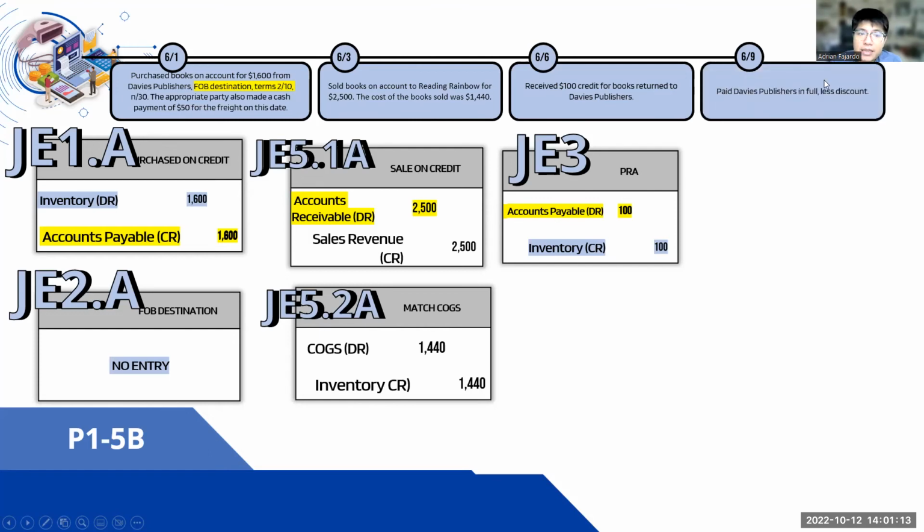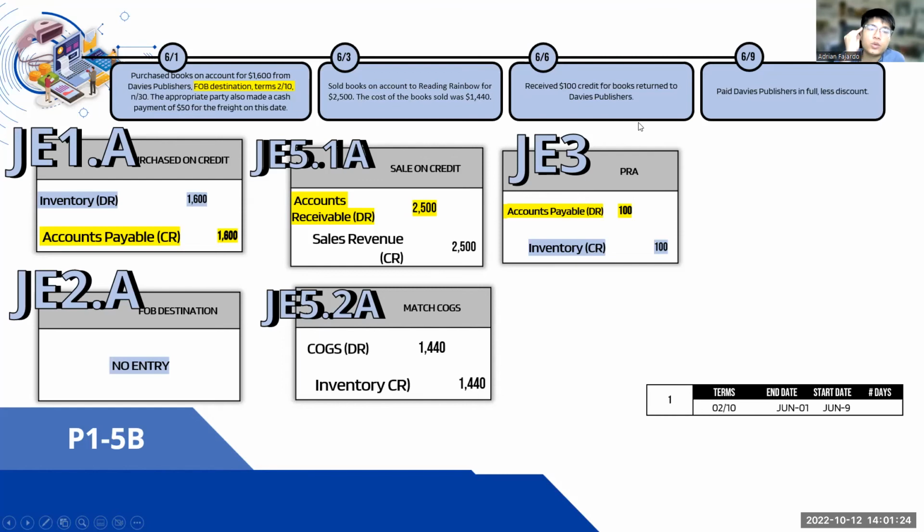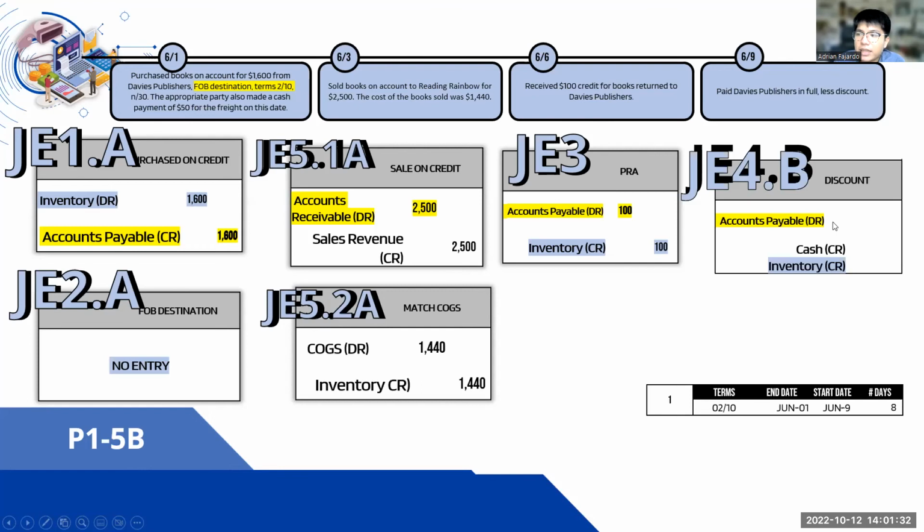And then finally, we paid for the purchases. Now the question is, is there a discount? So again, we look at the terms, 2/10. The relevant dates would be June 1 and June 9. So 2, 3, 4, 5, 6, 7, 8, 9. So 8 days. Therefore, we availed of the discount. So we know that the entry here should be debit AP, credit cash, credit inventory.